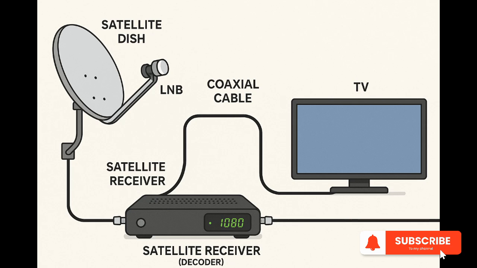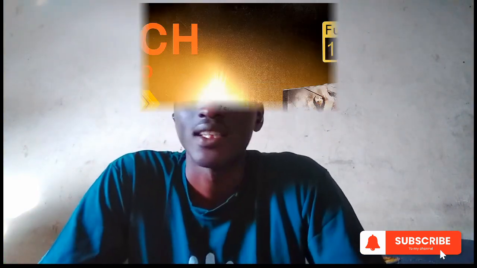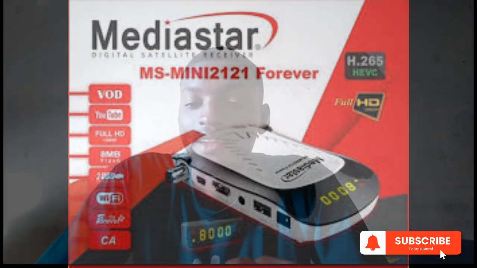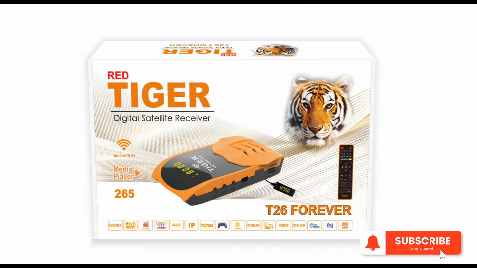Now, in order to get these channels, what do you need? You simply need a satellite dish, an LNB, a cable, and then your free-to-air decoder itself. Now, there are many free-to-air decoders in the market, just like this one I have here. This is a Strong decoder. There are other decoders too. There is Strong, there is GSAT, there is Magic Sat, there is DTech, there is CSAT, there is MediaStar, there is Tiger, a whole lot of them.